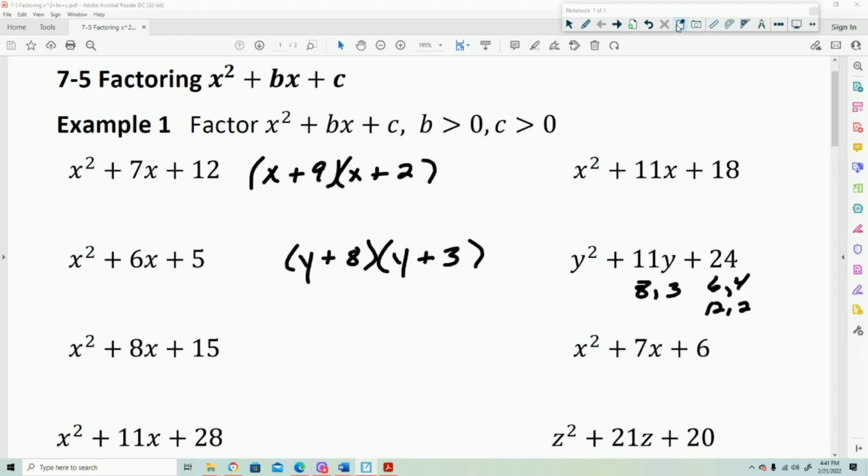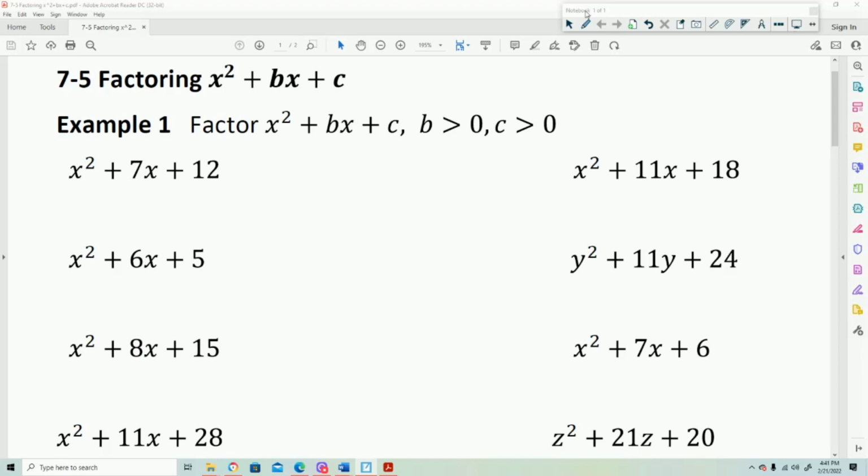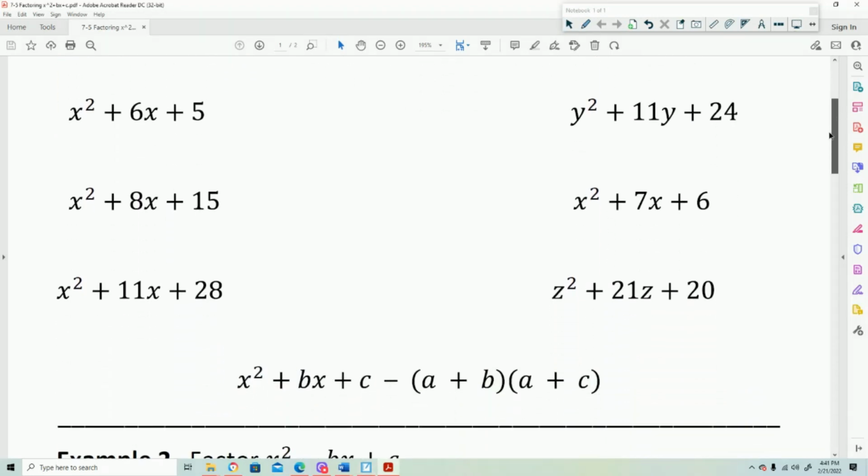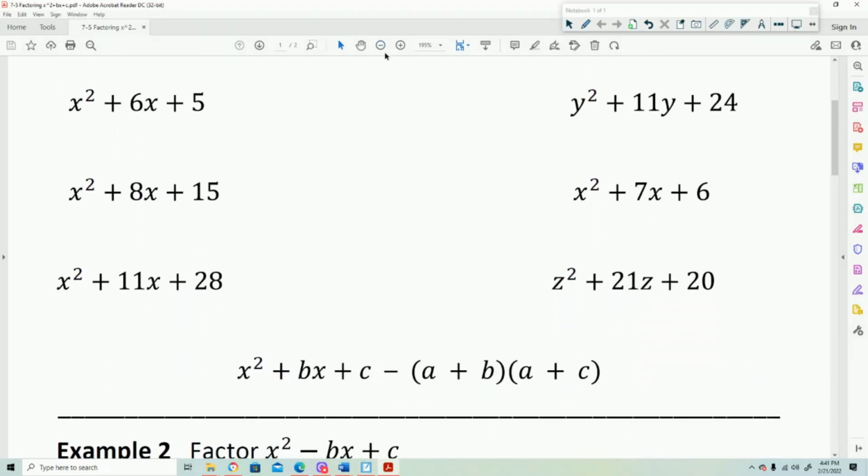Okay, moving on to the next group. I think we're on the third group right here. Parentheses, parentheses, plus signs. I've got x and x for this one. Now, I've got 15, which is 5 times 3. That's what comes to mind first, and 5 plus 3 is 8, so that works. And that is finished.